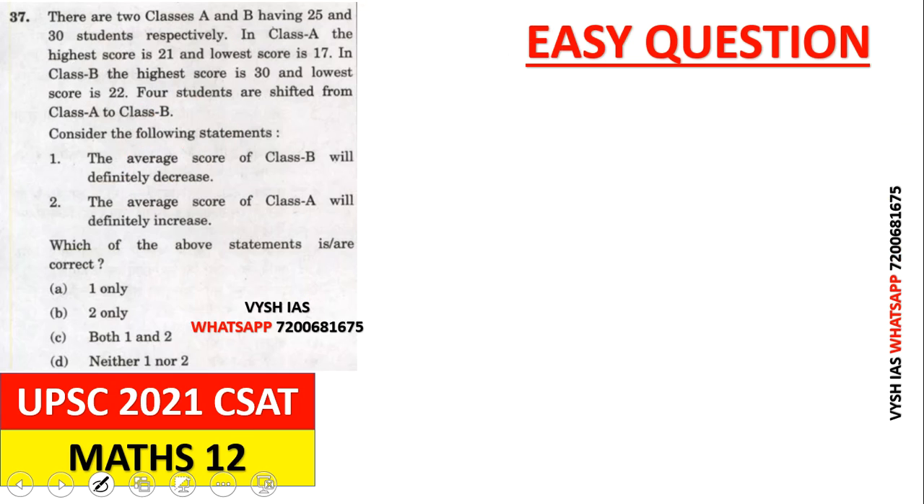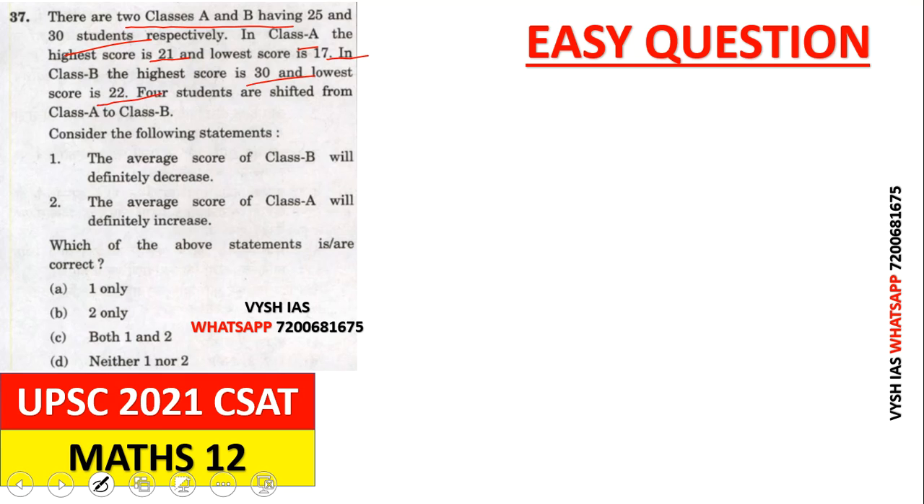Now again, classroom. This is again a reasoning question. There is no maths involved, complete reasoning question. There are two classes A and B having 25 and 30 students respectively. In class A, the highest score is 21 and the lowest score is 17. In class B, the highest score is 30 and the lowest score is 22.